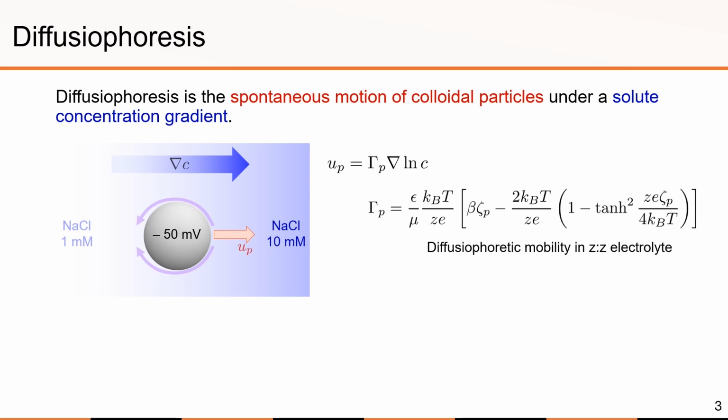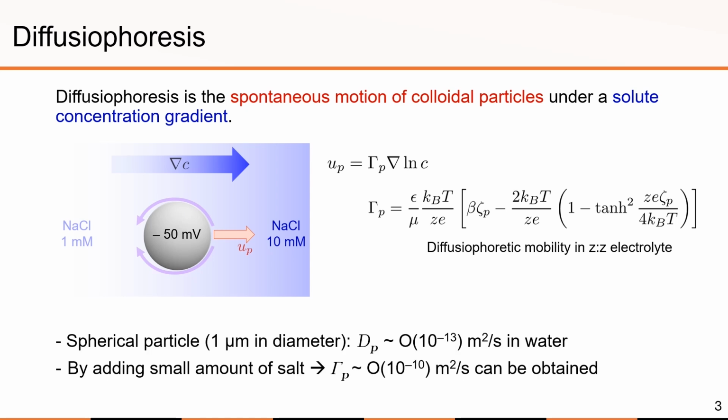For a more detailed explanation of diffusiophoresis, please refer to the inserted video in the top right corner. Scientists have actively demonstrated diffusiophoretic migration of micron-sized particles, as the typical diffusiophoretic mobility induced by a common salt gradient like sodium chloride is 1,000 times higher than the particle's Stokes-Einstein diffusivity.